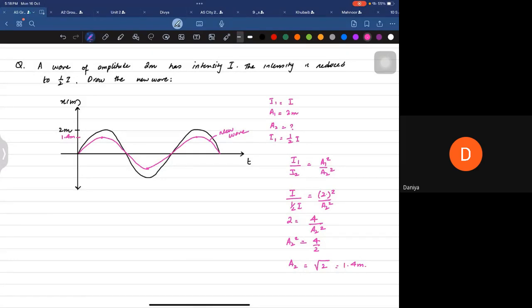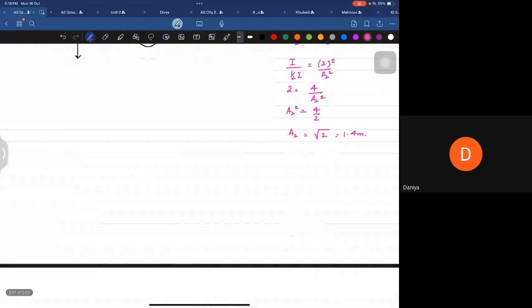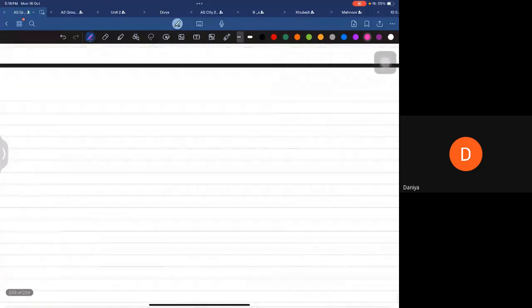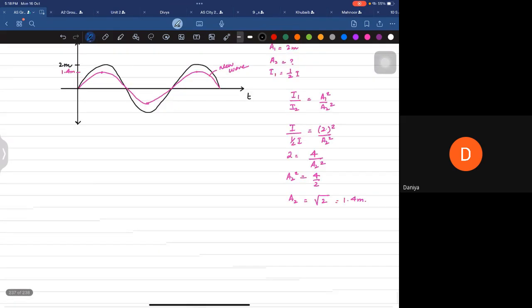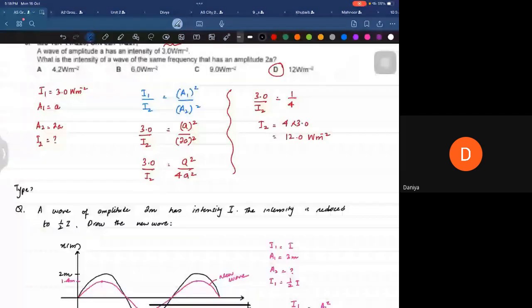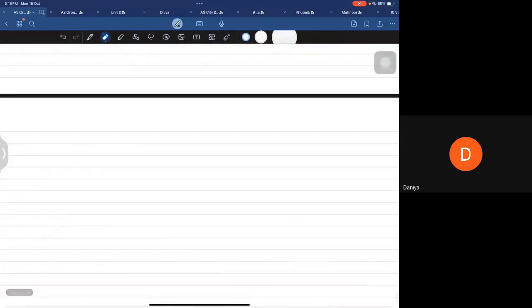Good. Now, sometimes what happens is that there are two factors which are changing. So we're going to learn that as well. So I'm going to go there now. Another type of question, which is this was type 2, by the way, so you can write type 2. And now we're going to look at type 3, this one.